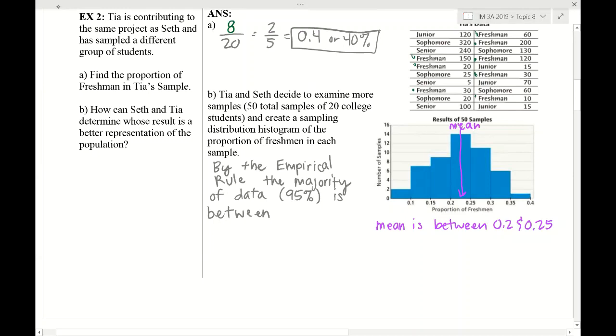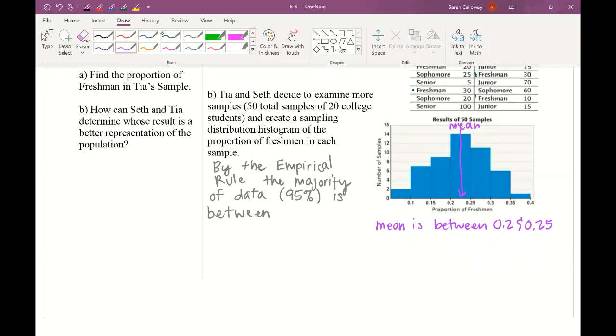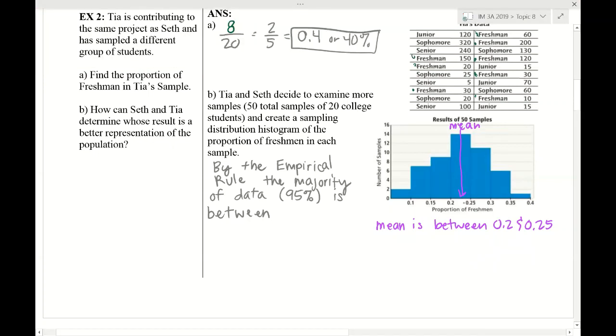And so thinking about that, if the mean is there, remember that 2 standard deviations would mean that I'm looking at this chunk as the 95%, 2 standard deviations from the mean. So that's between 0.1 or 10% and 0.35 or 35%.